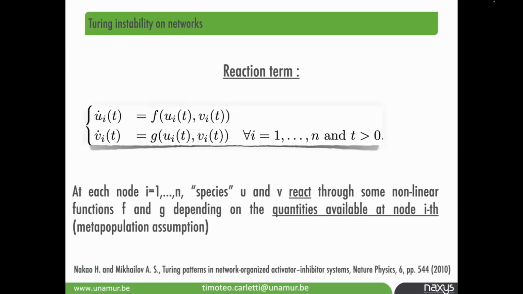Okay, so once you have this, you replace the continuous space with a discrete one. So i is the node index, going from 1 to n, the number of nodes that you have. And because of this metapopulation assumption, the evolution of u and v at node i depends, through some functions f and g, only on the density of u at node i and v at node i. There is no contribution from other nodes. Okay, so this is the simplest part, just the local reaction. And this is the idea that Nakao and Mikhailov brought to the fore in this Nature Physics paper, again 15 years ago, more or less.